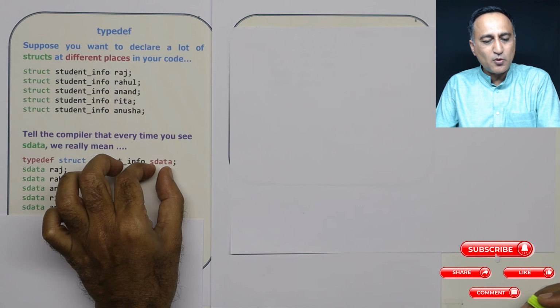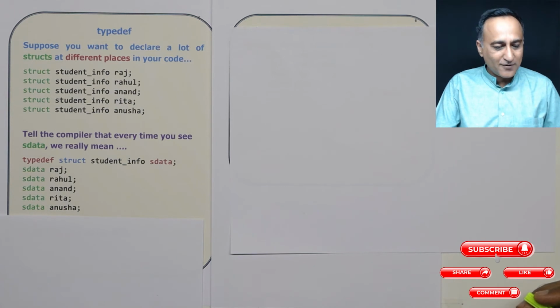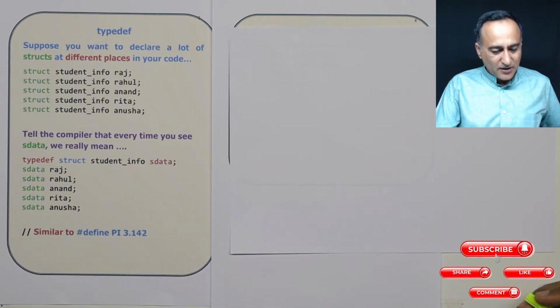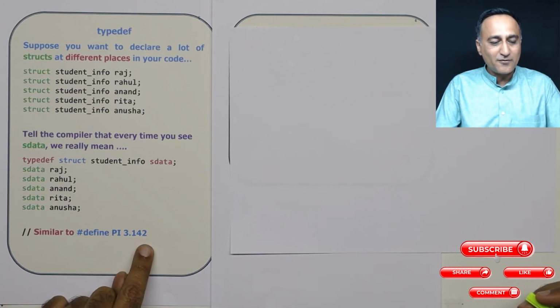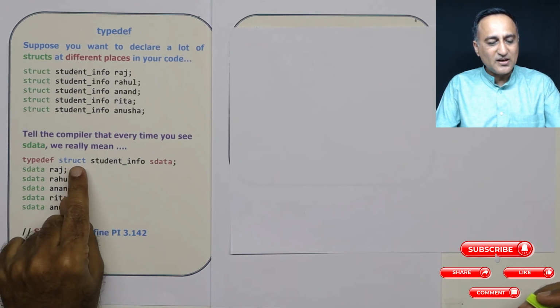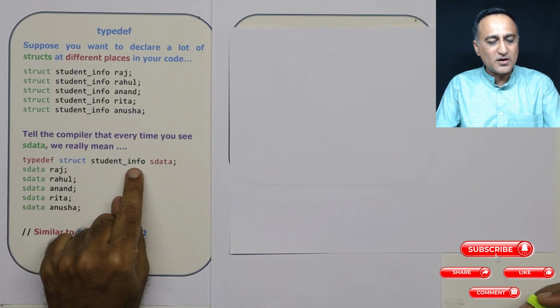You could give this a smaller name so you will save even more typing. Now I hope it is clear what typedef is doing for you. In simple concept, you can think of it as something similar to hash define. Wherever pi is there, it will replace it with 3.142. So here, wherever yes data is there, it will be replaced with struct student_info.